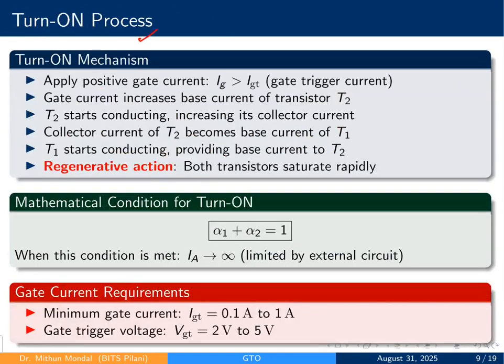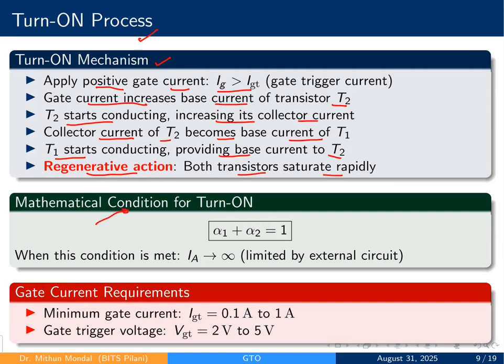Now let us see the turn on process. The turn on mechanism goes like this. When you apply a positive gate current, the gate current has to be more than the trigger current. The gate current will increase the base current of transistor T2. Transistor T2 will start conducting, and it will increase the collector current. Then the collector current of transistor T2 will become the base current of transistor T1, and this transistor T1 will start conducting, providing the base current of transistor T2. So this is basically the regenerative action where both the transistors saturate rapidly.